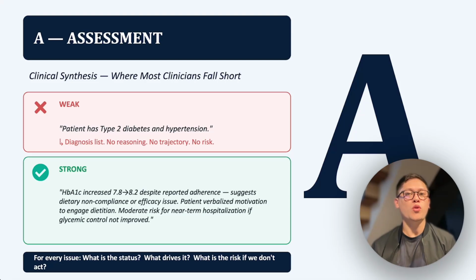Now, here's what a weak assessment looks like. "Patient has type 2 diabetes and hypertension." That's a diagnosis list. It tells the reviewer nothing about the clinical reasoning.